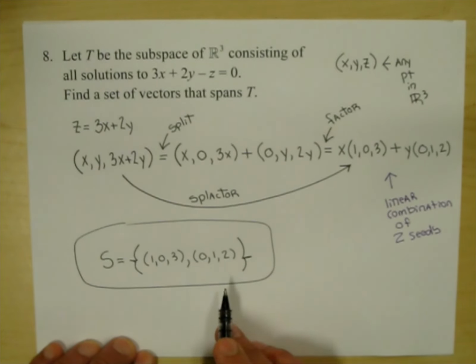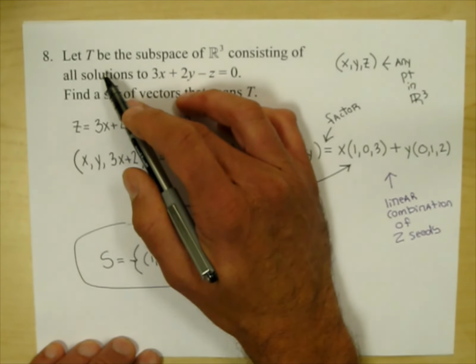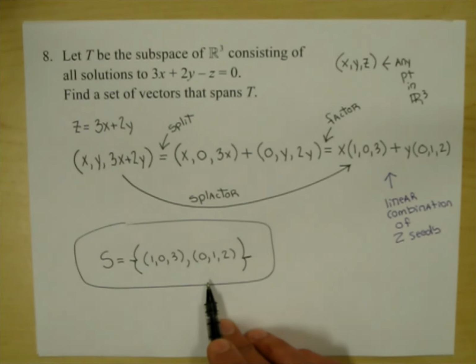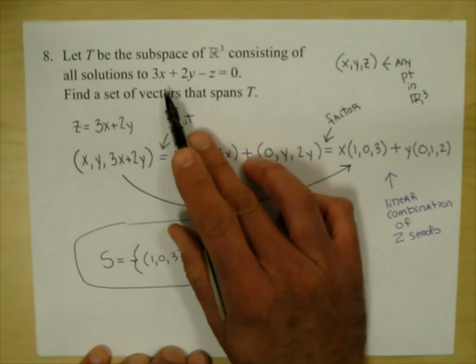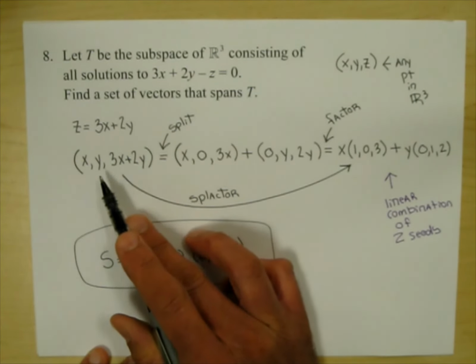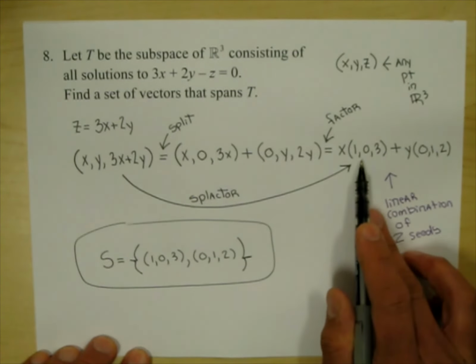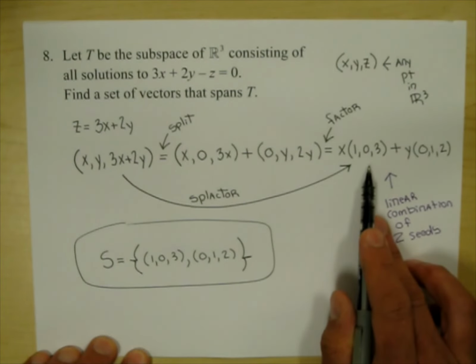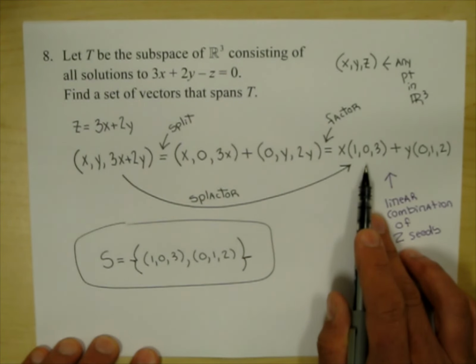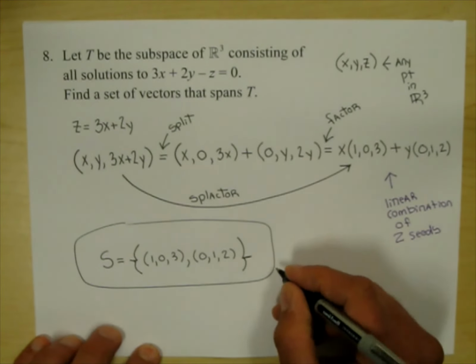And so we can say that S spans T. It's not unique. So know that this answer is not unique. What if we had solved for X? Then you would have had something with Y and Z. You would have Y and Z and then an expression with Y's and Z's here. And then you would have gotten two different vectors when you splatter. But is that all right? Yeah, they're just two different vectors that if you take linear combinations of those, you get everything that's on the plane. So the answer is not unique.